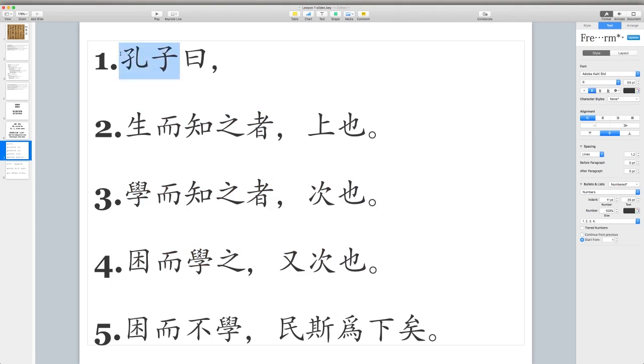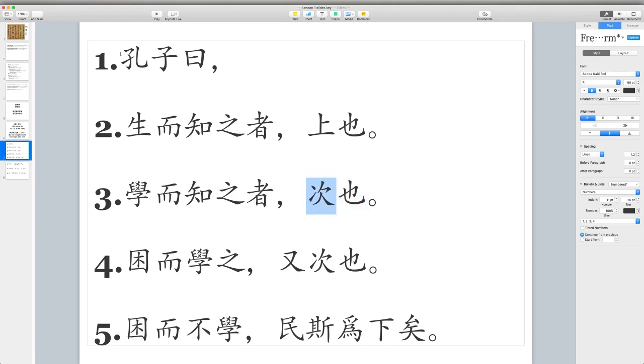So 孔子 is Confucius. 曰 means said. Confucius said. A lot of times in 论语, you'll just see this, 子曰, and it means the same thing. In 论语, it means Confucius said, right? But 孔子曰, 生而知之者, 上也. So that's the one we just looked at. Being born and knowing it is best. And you can see this is exactly the same pattern. Something 而知之者, and then 次也, right? So 学, in our case, to study or to learn. To study and then know it is next.